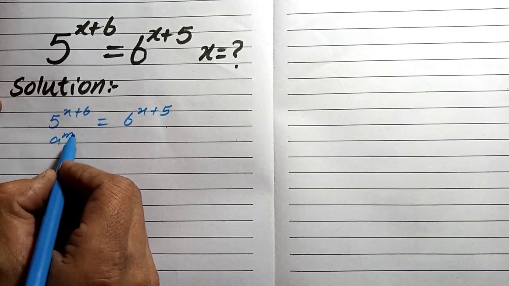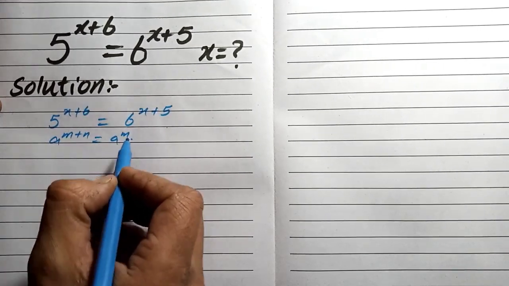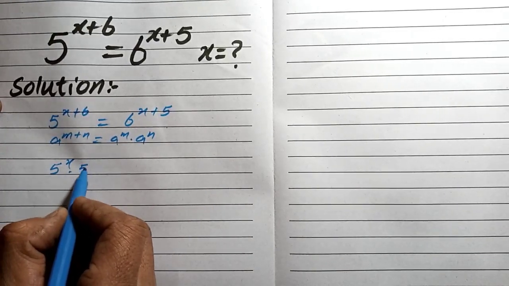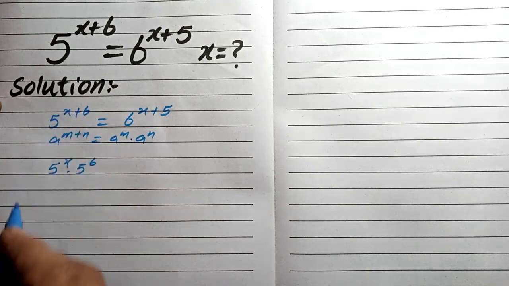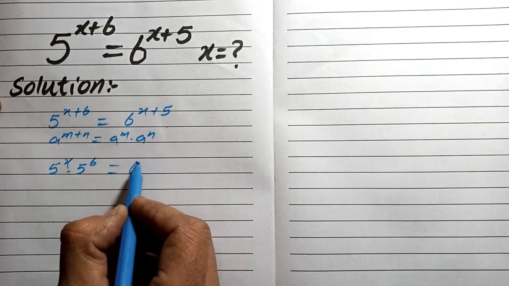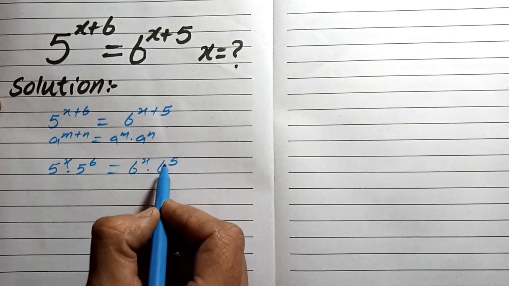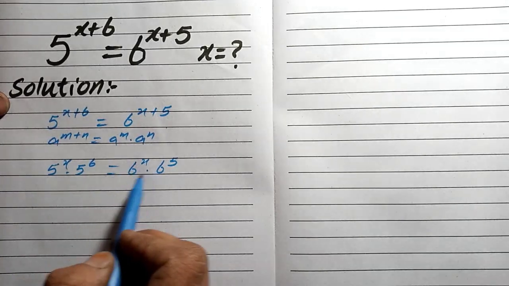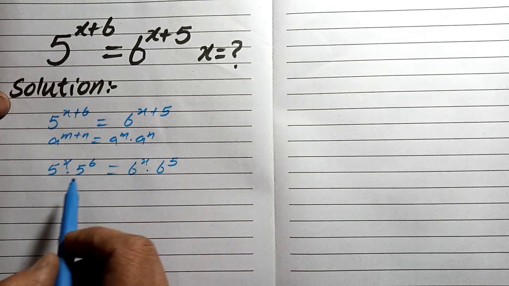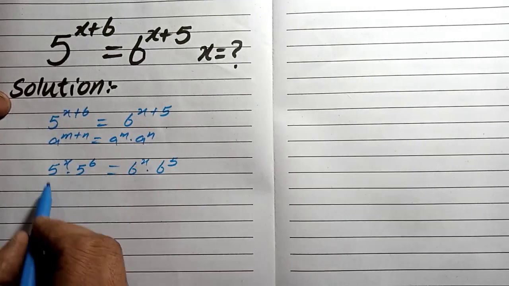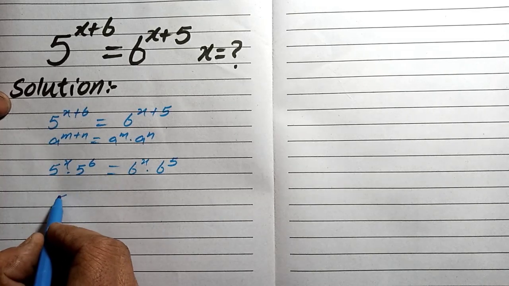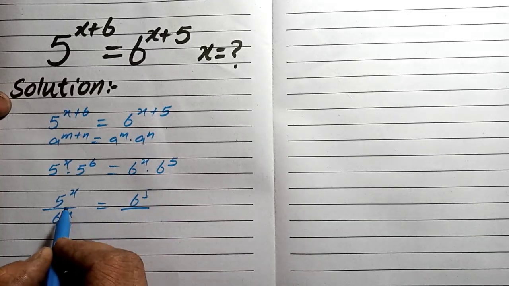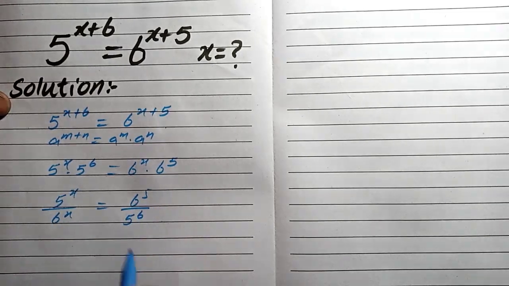We know that a power m plus n is equal to a power m multiplied by a power n. So on this side we can write 5 power x and 5 power 6, which is equivalent to 5 power x plus 6, and on the right hand side we can write 6 power x and 6 power 5. So here, if we divide the left hand side by 6 power x and 5 power 6, and the right hand side by 5 power 6 and 6 power x, we can get 5 power x divided by 6 power x, which is equivalent to 6 power 5 divided by 5 power 6.